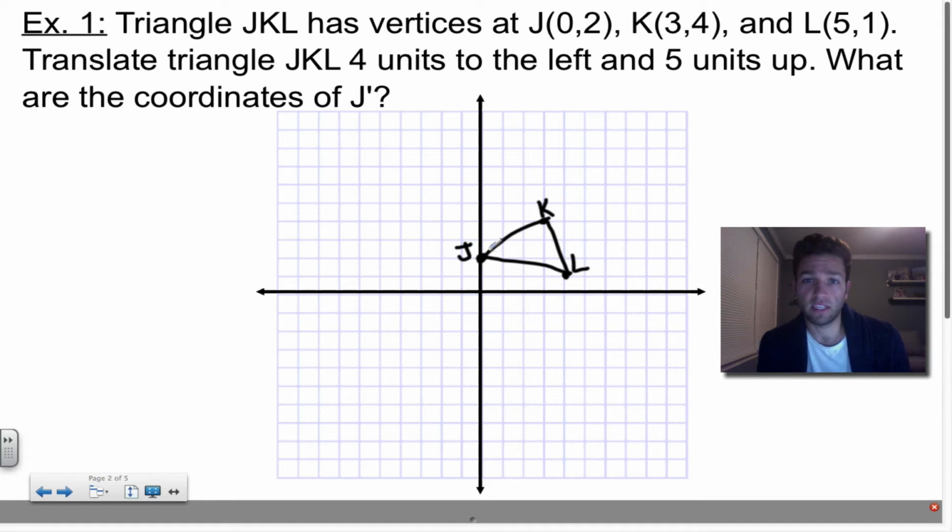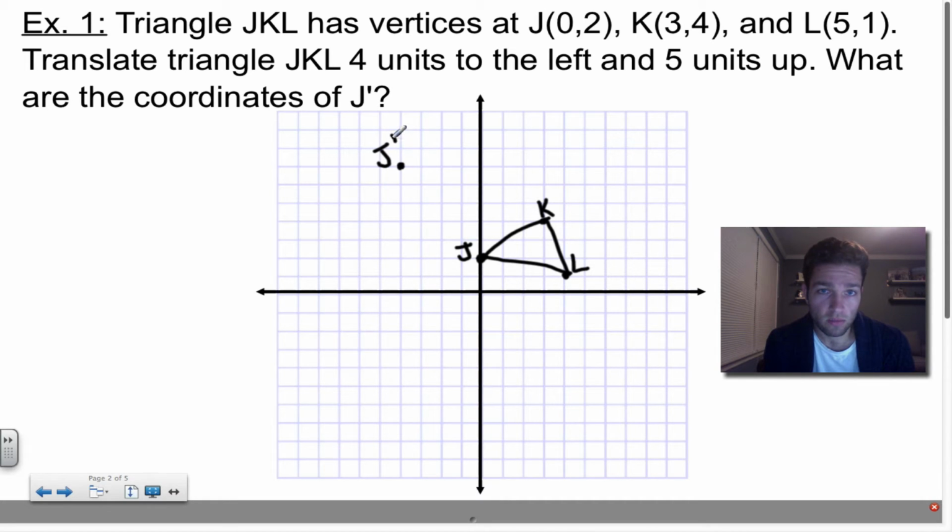You're going to take each point and do exactly what it told you to do. I'm going to start with point J. I'm going to move it 4 units to the left: 1, 2, 3, 4, and then 5 units up: 1, 2, 3, 4, 5. And that is where I've got my new J prime.